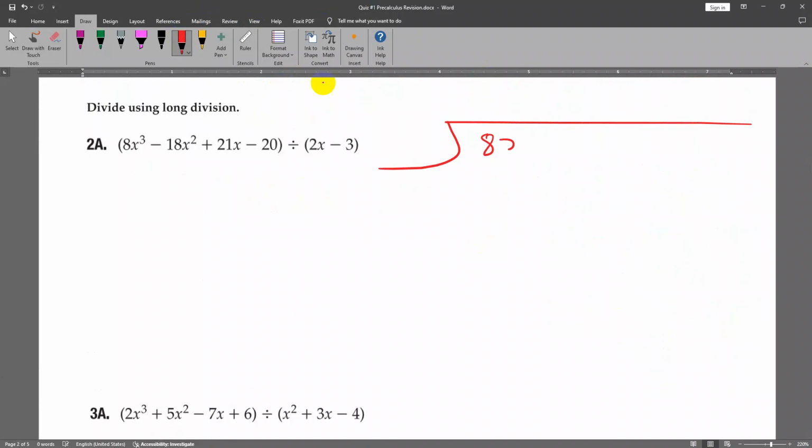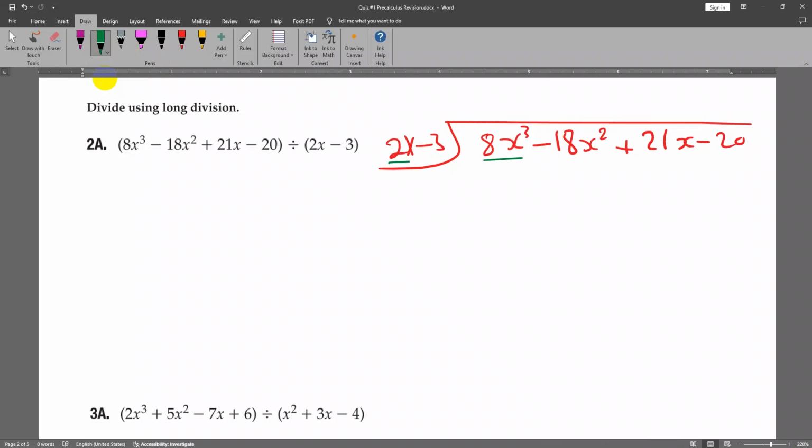We have 8x cubed. You have to be sure there's nothing missing. You started with the third degree, and then the second degree, and then the first degree, and then the absolute term. There is nothing missing. If you have any term or degree missing, you will just leave a space. So let's start the division.